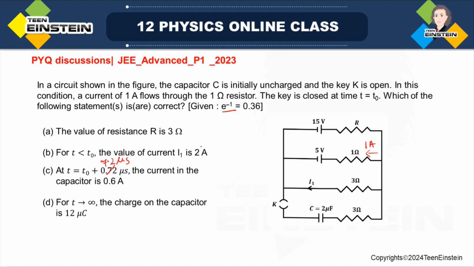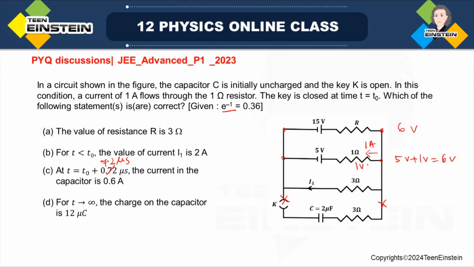So look, when the key is open, then this part is not connected to the circuit, so no current is flowing through this. And in this condition it is said 1 ampere current is flowing through this 1 ohm resistor. So what is the voltage drop across this 1 ohm resistor? That is 1 volt. So what is the total voltage drop across this branch? That is 5 volt plus 1 volt, that is 6 volt. And see, all other branches are connected in parallel. Therefore, across each branch the voltage drop is 6 volt, irrespective of having these batteries.